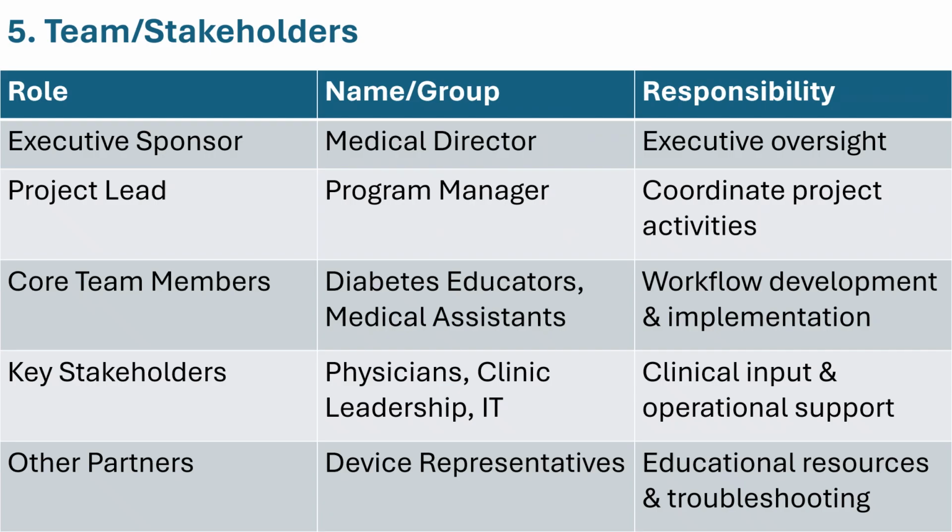Once you've defined the project, the next step is identifying the people who will help make it successful. Different stakeholders play different roles throughout the project. Your executive sponsor provides leadership, support, and helps remove barriers. The project lead coordinates the work and keeps the project moving forward. Your core team members help design and implement improvements, while key stakeholders provide important clinical, operational, or technical expertise.